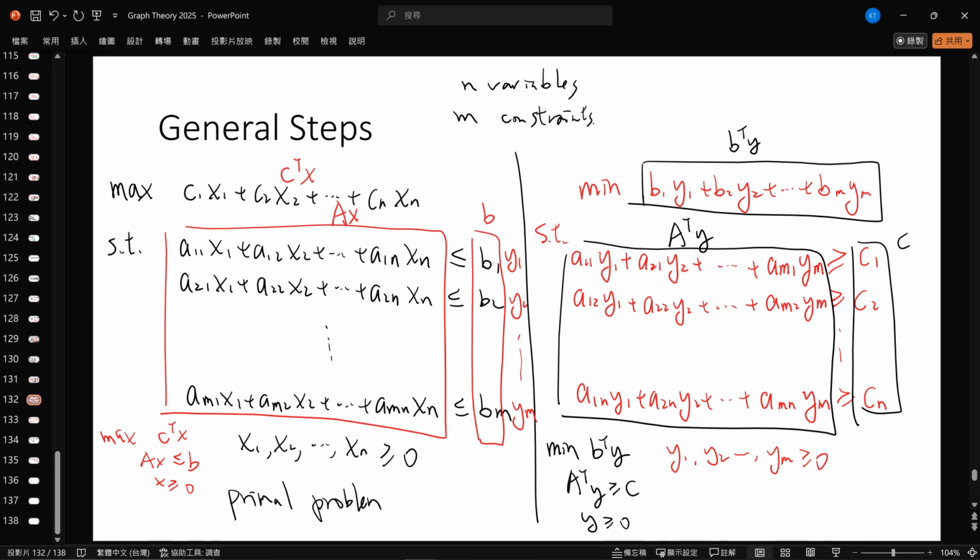For every constraint, according to our previous steps, the first step is to create a dual variable for every constraint. So y1 for the first constraint, y2 for the second constraint, and so on.